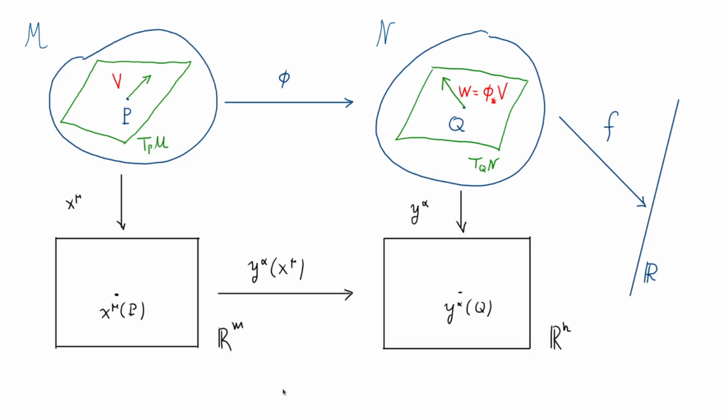In order to discuss the details, it is useful to consider coordinate systems. So first, let's consider a neighborhood of the point P and the chart that gives us the coordinates x mu of the point P. Similarly, a neighborhood of the point Q and the chart that gives us the coordinates y alpha of the point Q. The charts are invertible maps, and we can think of the coordinates of the point Q to be functions of the coordinates of the point P.